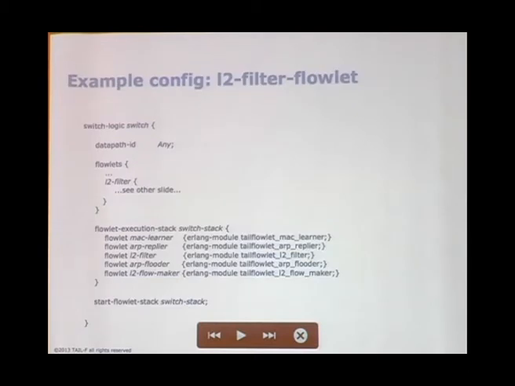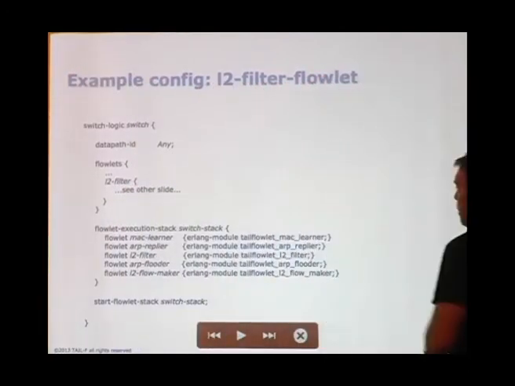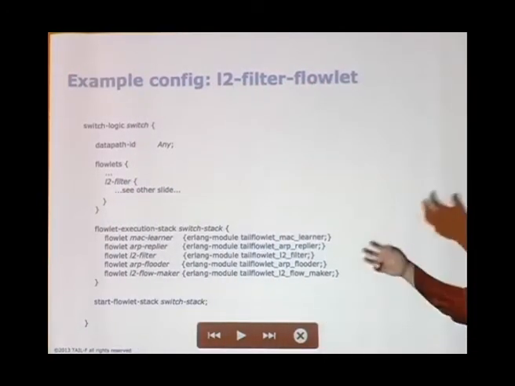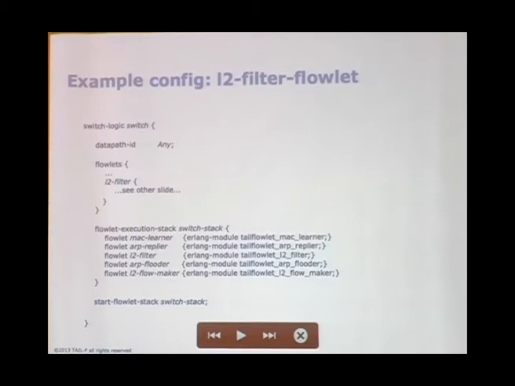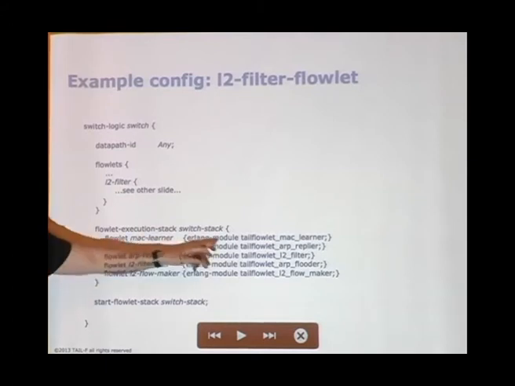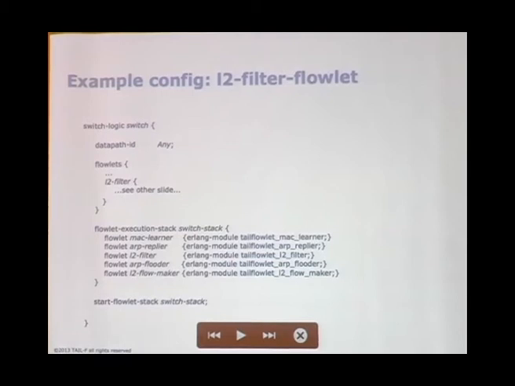And here is an instance of the configuration. So it's actually, this is wrong here, it should say controller up here. So this is just an instance of the model we saw previously. So here we have the switch logic, and we have given it the name switch. We have said that, okay, for any switch, any data path ID, we should apply this configuration. And down here we have specified the flowlet execution stack with all the Erlang modules that are going to be called. And since we can have multiple flowlet stacks, we also have to define where we're going to start, the start flowlet stack. Okay, it's going to be this one, which we named switch stack.